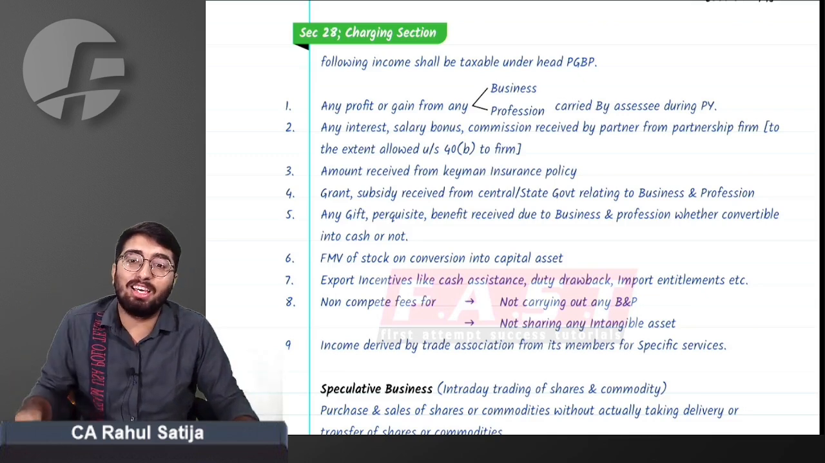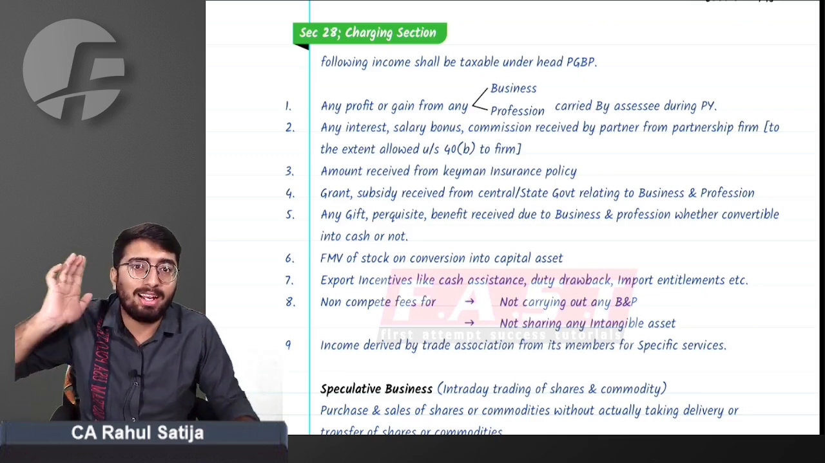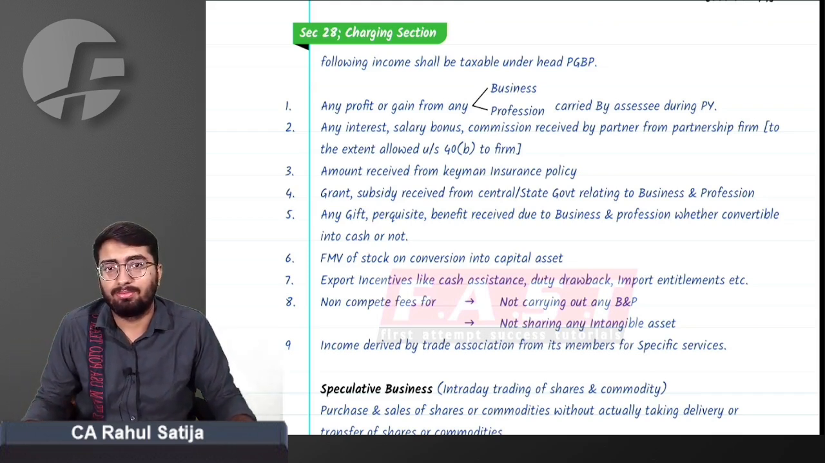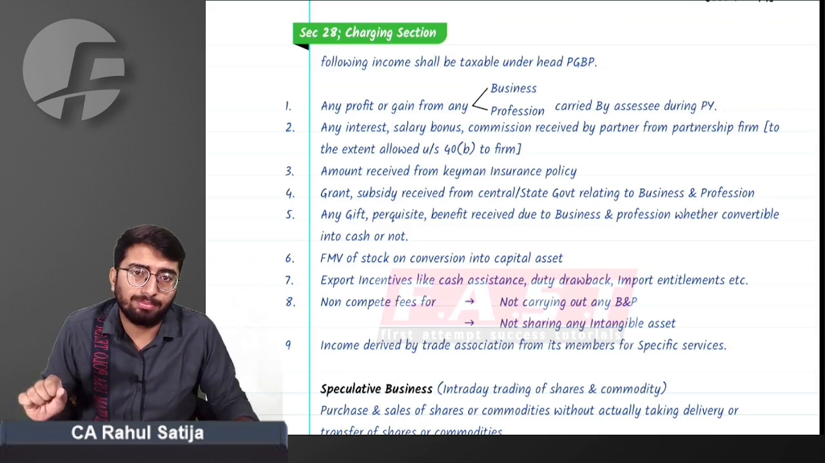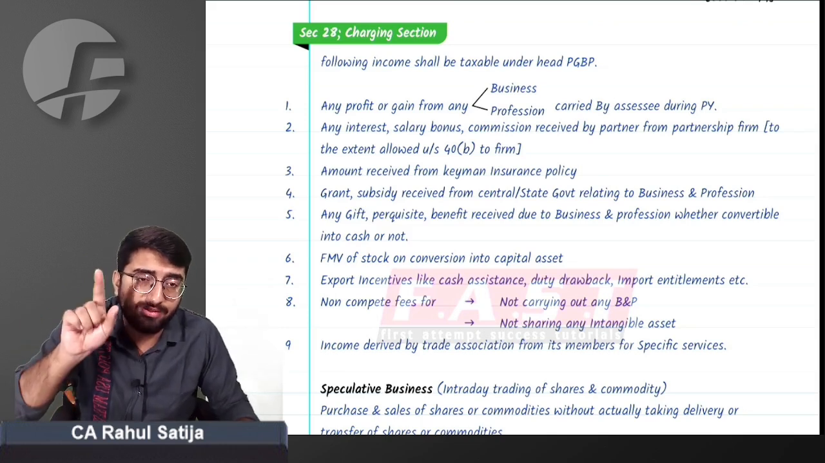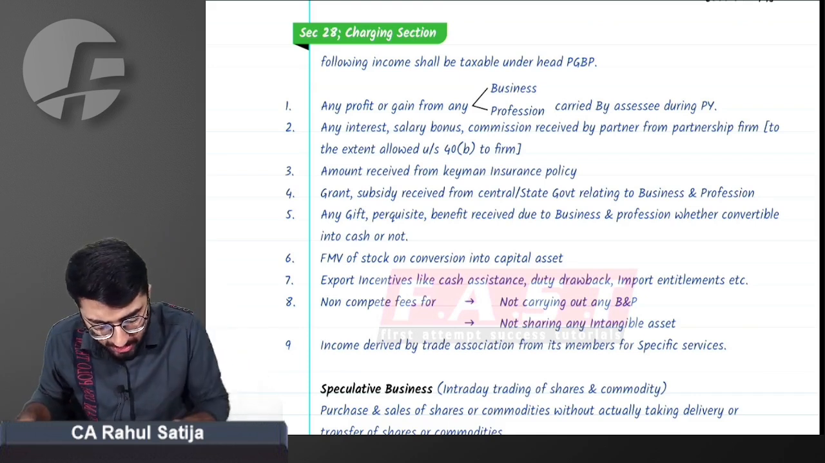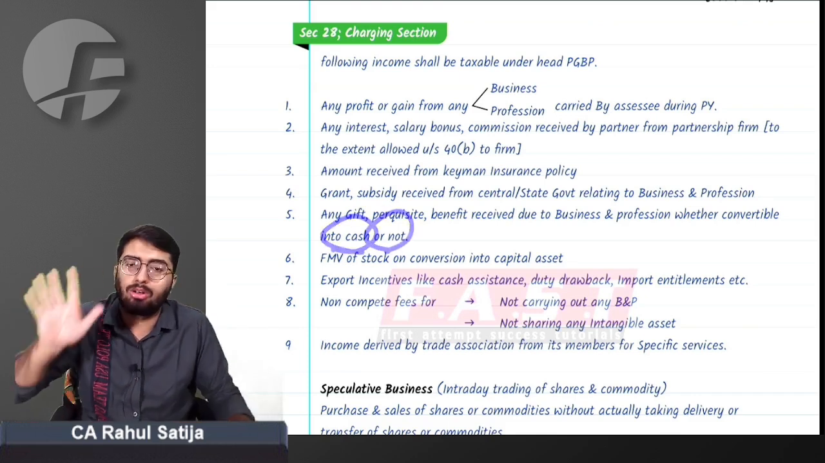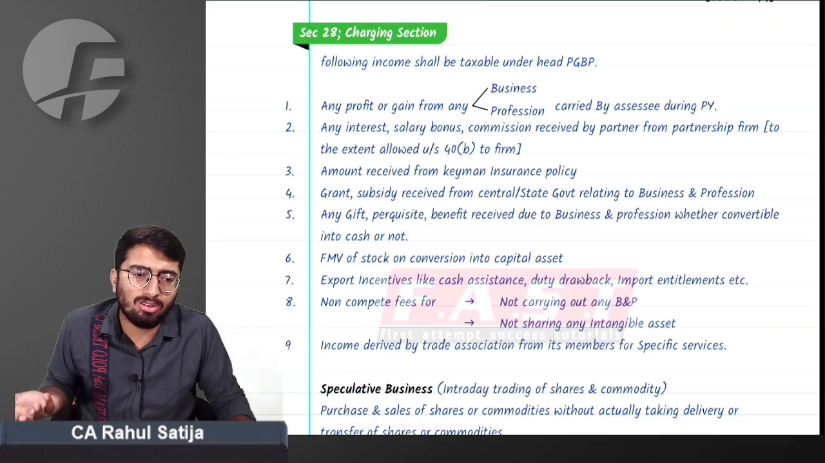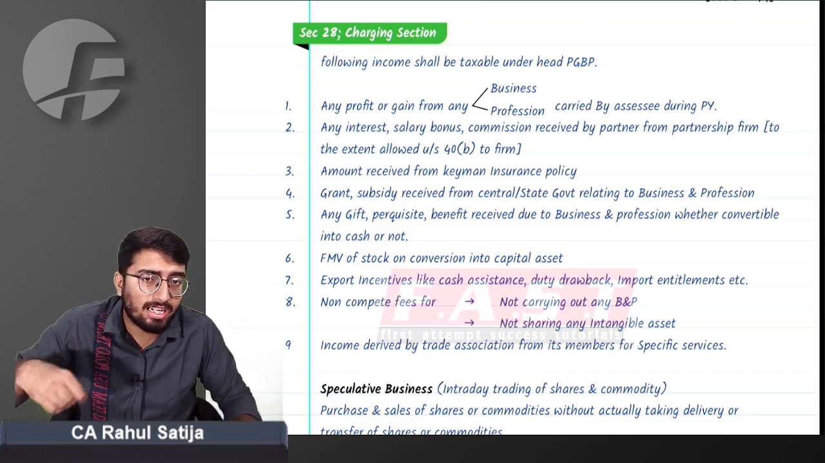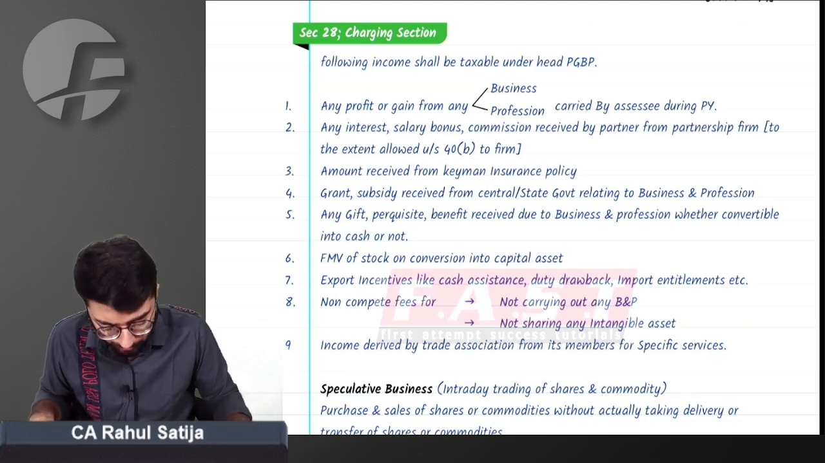Many a times he receives a scheme whereby, by making sales of 10 lakh rupees, he will be awarded a gold chain of rupees 10,000. Any such gift received on account of business relationship will be taxable under the head PGBP, whether it is convertible into cash or not. For example, the Thailand trip is not convertible. Either he can use it or he cannot use it. If he does use it, then it will be taxable under PGBP.